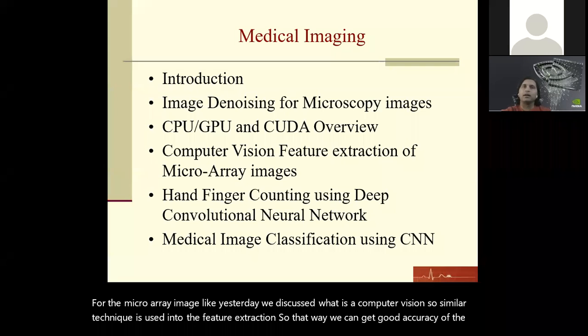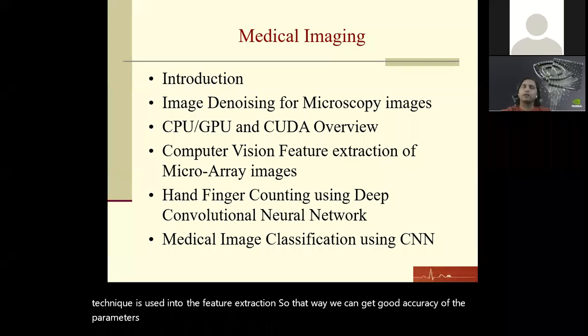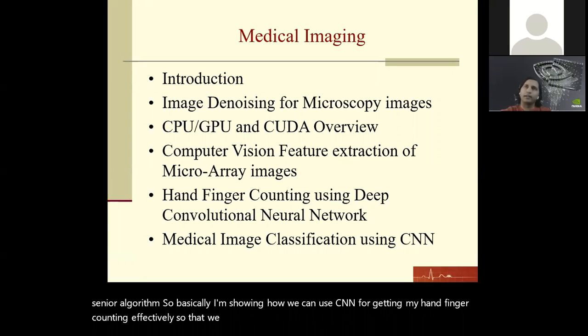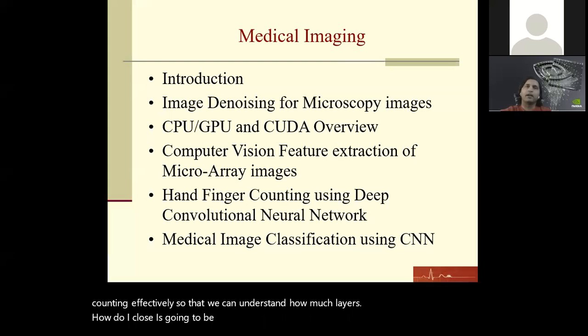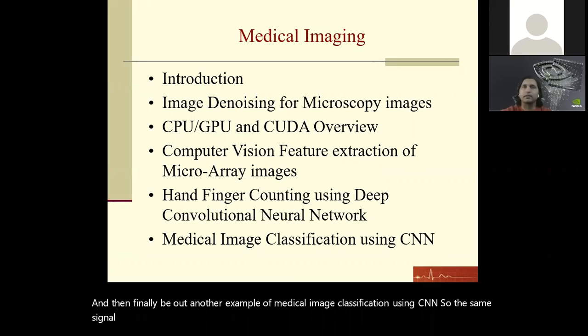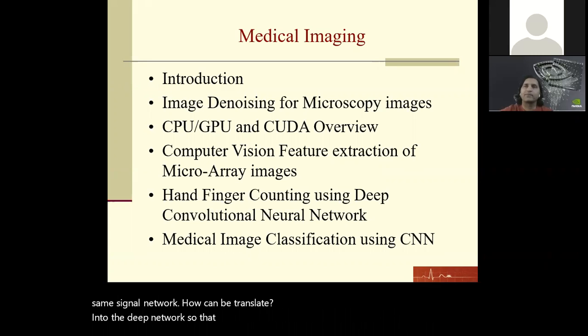And another example is a hand finger counting application for the deep CNN algorithm. So basically I am showing how we can use CNN to count my hand fingers effectively, so that we can understand how many layers are needed and how the accuracy is going to be improved. And then finally we have another example of medical image classification using CNN. The same CNN network, how can we translate into a deep network, that we are going to discuss.